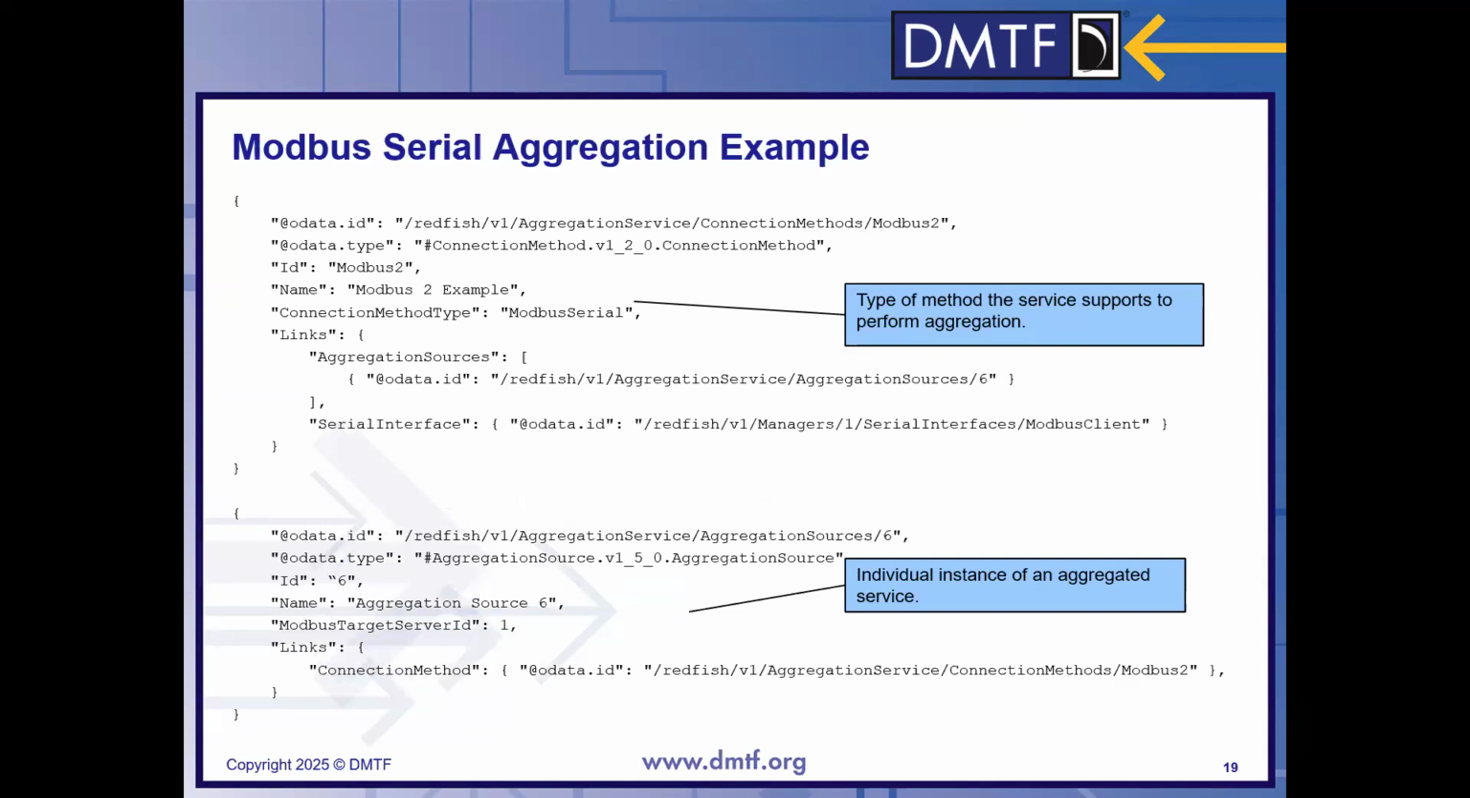Very similarly with Modbus serial, you have that same pairing of connection method and aggregation source. So to show that you support aggregating from a Modbus serial interface, you need to have a new connection method resource that shows the connection method type is Modbus serial. It also points off to the physical serial interface from which you'll be doing this aggregation. And then on the bottom is the exact instance of aggregating from a source. So it's referencing back to the connection method for Modbus serial, and it's also specifying the target server ID.